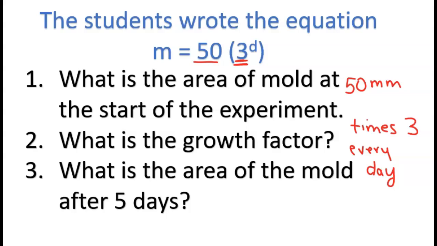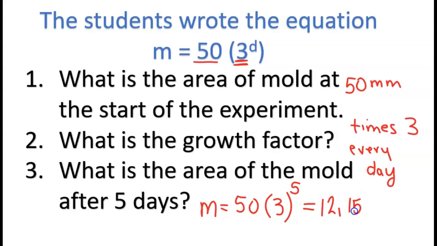So, how much mold would I have after 5 days? How do you calculate that? That's how much we started with. That's my growth factor raised to the power of 5. Put that in Desmos and tell me how much that comes out to equal. 12,150? So we started out with 50 millimeters, and after only 5 days, we have over 12,000 square millimeters of mold. That's growing pretty fast, right?